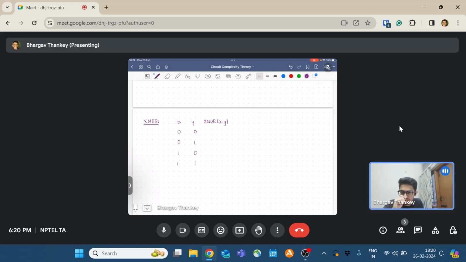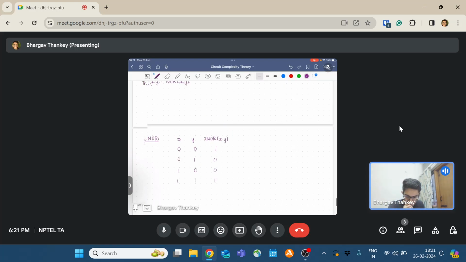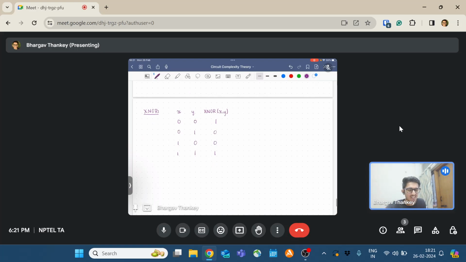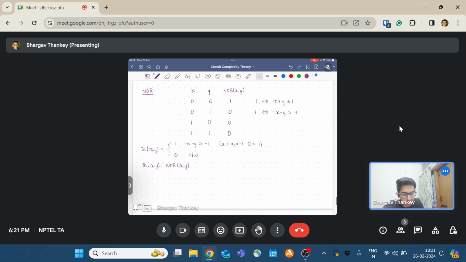So XNOR is 1 if and only if both X and Y are the same, right? So it's this. Okay, so now can you? This is slightly difficult, but can you come up with A and B so that something like this holds?